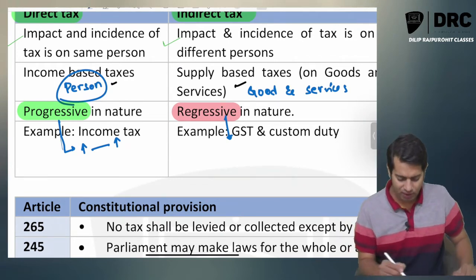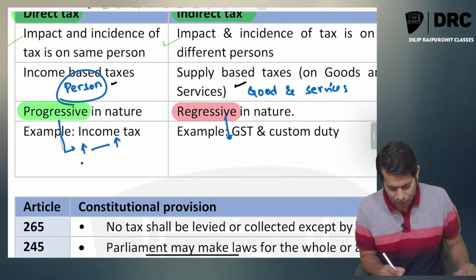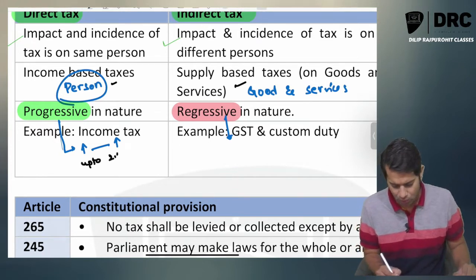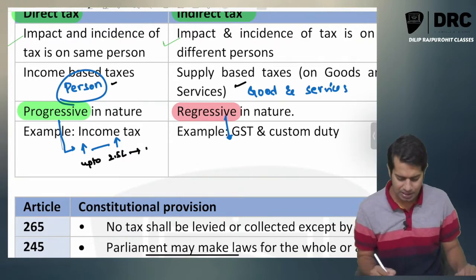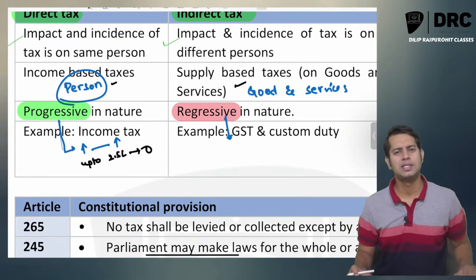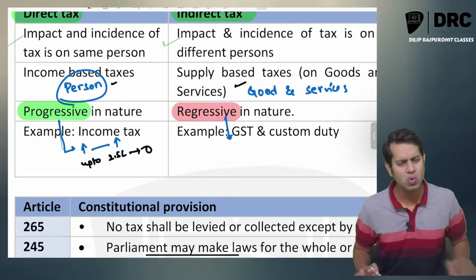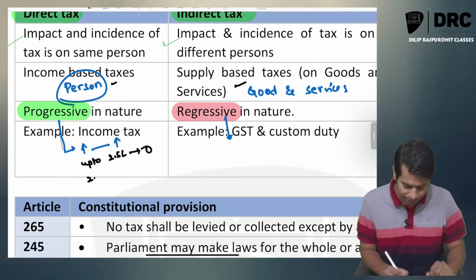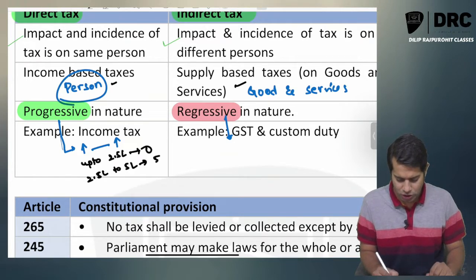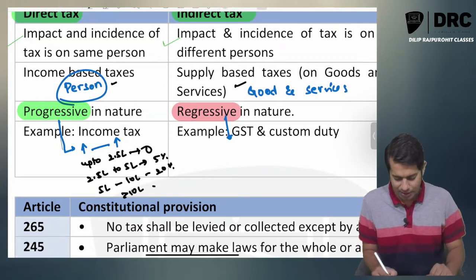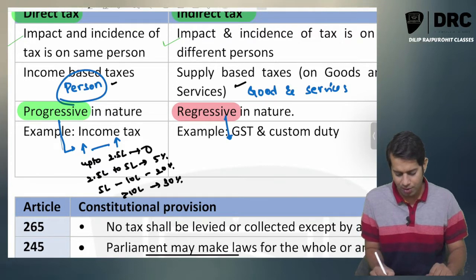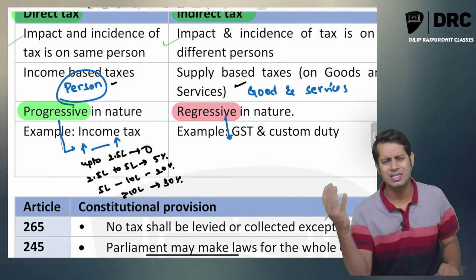Meaning what, sir? Say for example, if you are earning income up to 2.5 lakh rupees, direct taxes says you have to pay zero amount of taxes to me. You don't have to pay any taxes at all. If you are earning from 2.5 lakhs to 5 lakhs, you have to pay a tax of 5%. If your earning is from 5 lakh to 10 lakh, you have to pay a tax of 20%. More than 10 lakhs, you have to pay a tax of 30%. Then surcharge etc. will come.